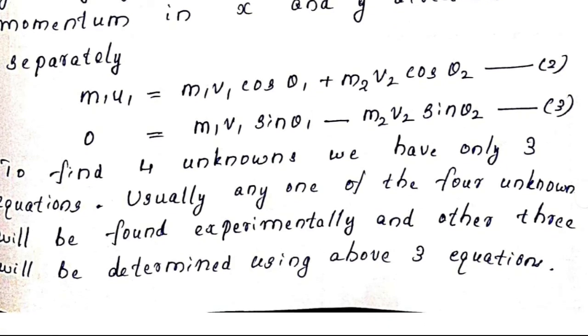Now we have 3 equations. As I said earlier, we need at least 4 equations to get v1, v2, theta 1 and theta 2, but we got only 3 equations. So to solve such problems in 2 dimensions, the method we adopt is this: out of these 4 unknowns, one we will find experimentally. By the method of experiments, we will find one unknown, and after that, using these 3 equations, we can find the 3 unknowns. So this is the usual method which we follow in solving 2-dimensional collisions.